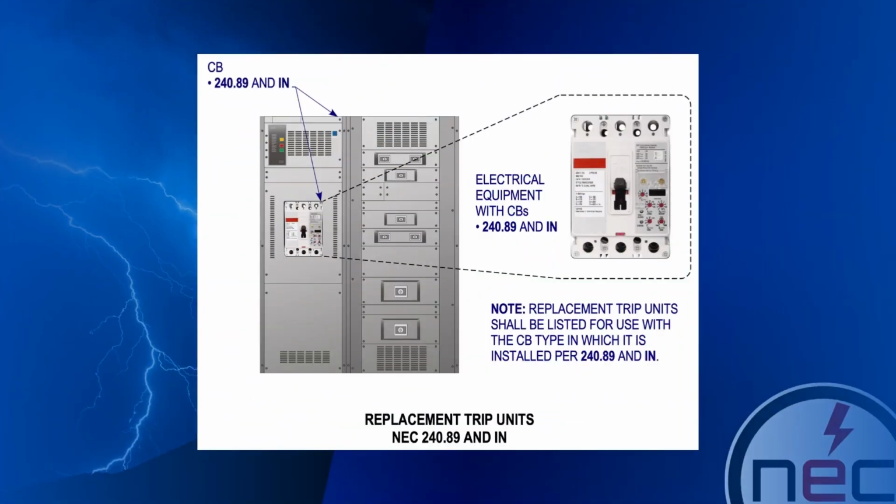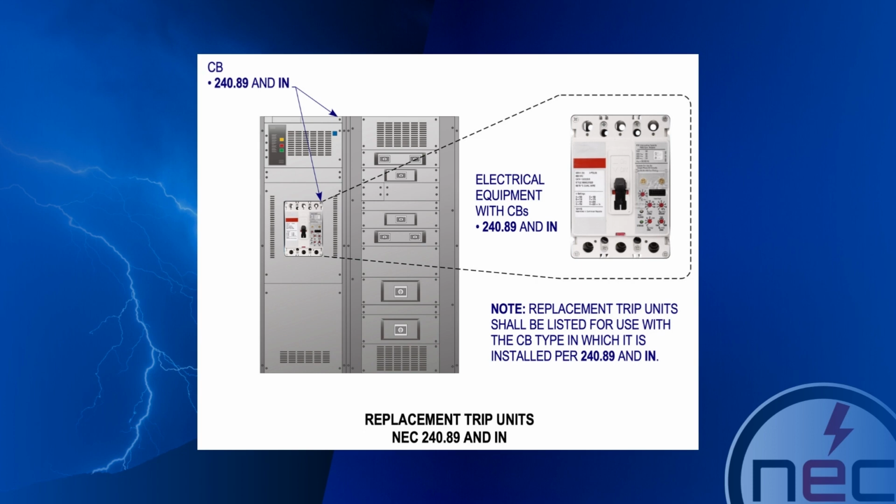A new section has been added to address the replacement of trip units that shall be listed for use with a circuit breaker type in which it is installed. Trip units generally accept inputs from protective relays and/or current transformers to sense faults, and output signals to the mechanical operating mechanism to clear faults based on design parameters of the circuit breaker.